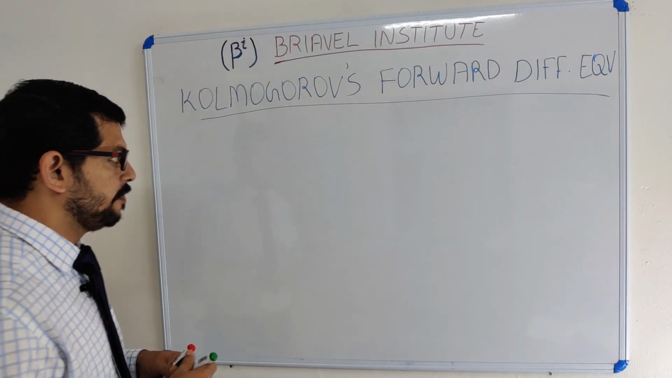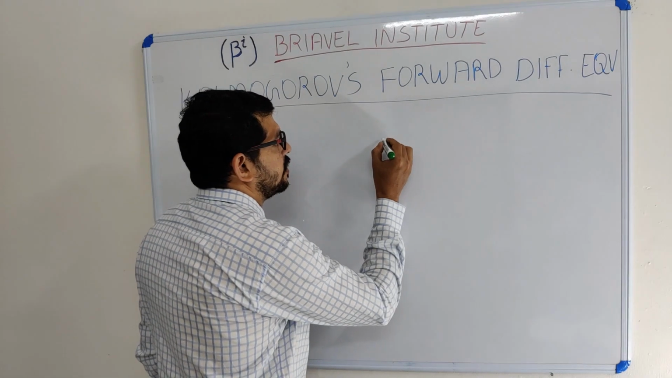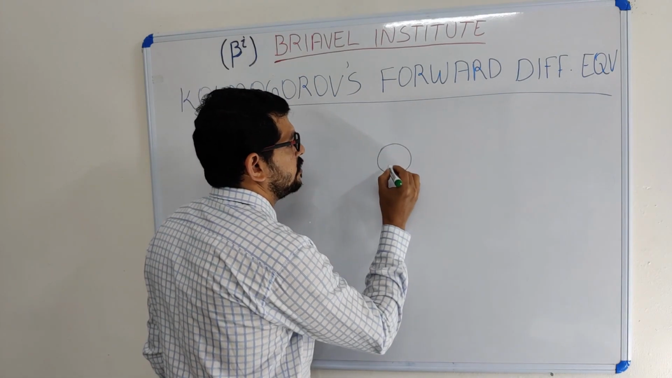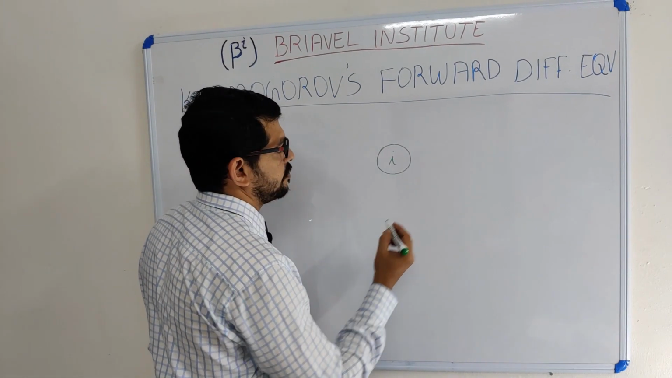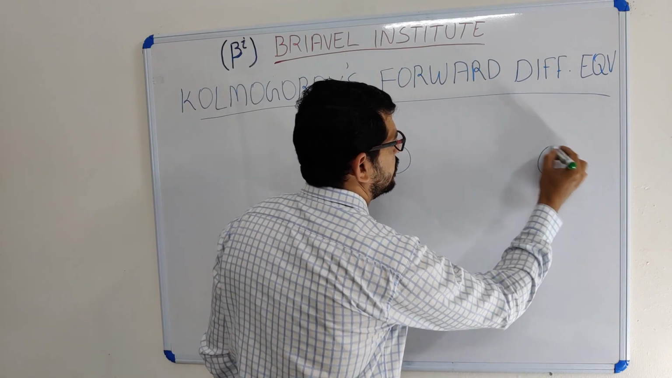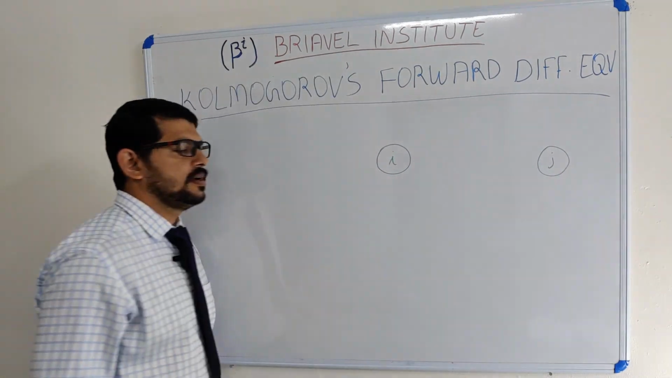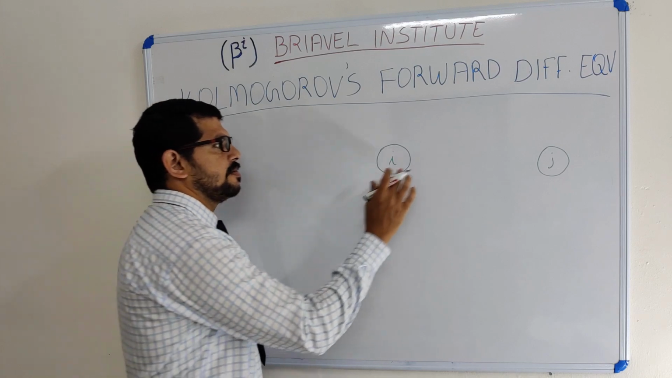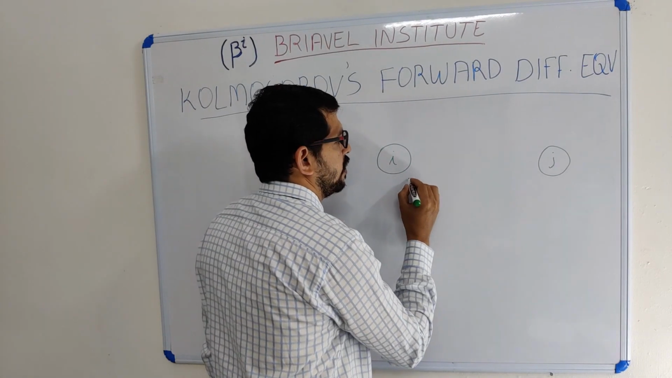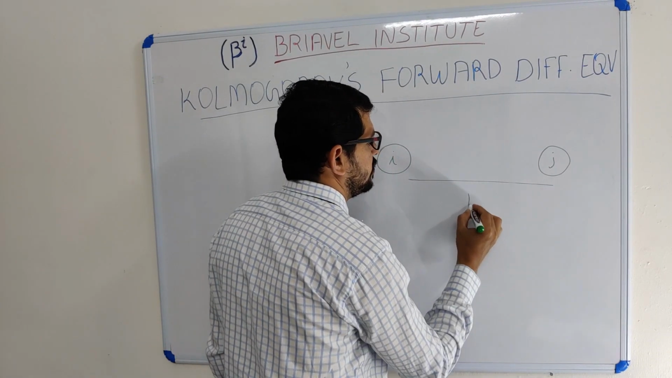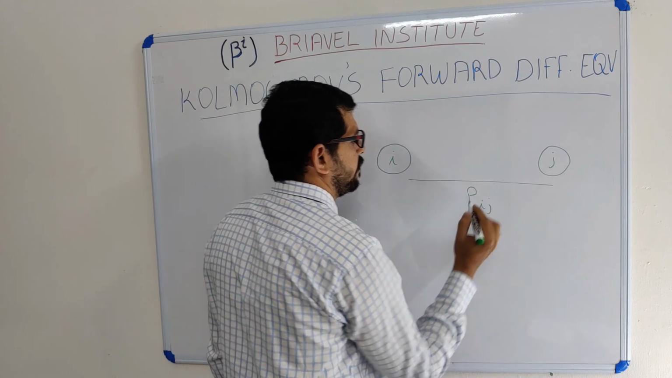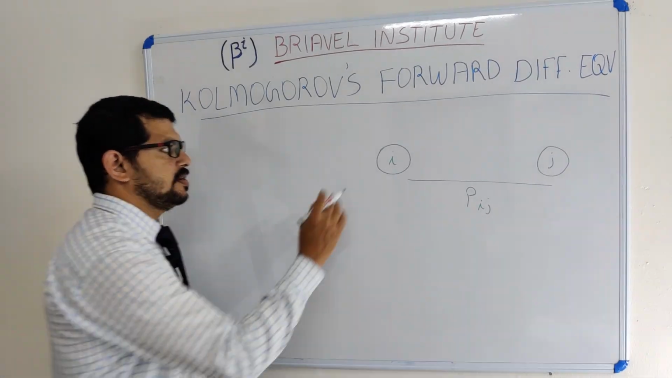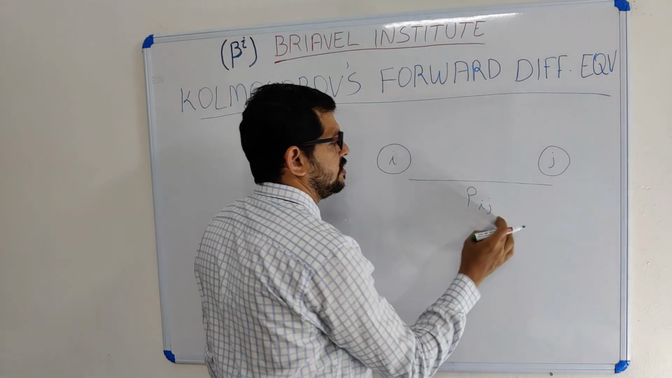We know that this is the ith state and the jth state. We are considering two states, i and j. The probability to reach the ith state to the jth state is Pij.